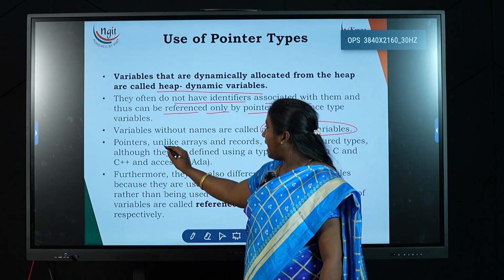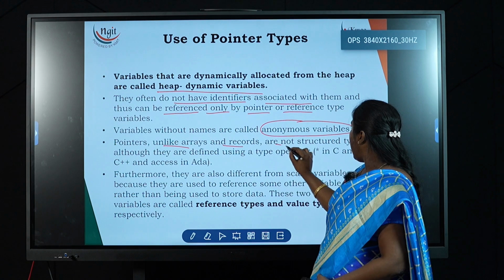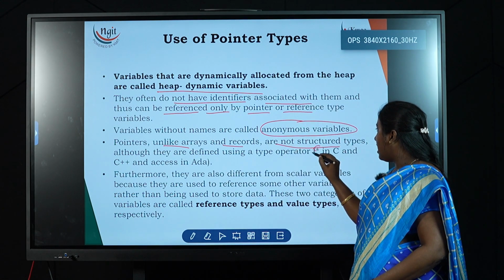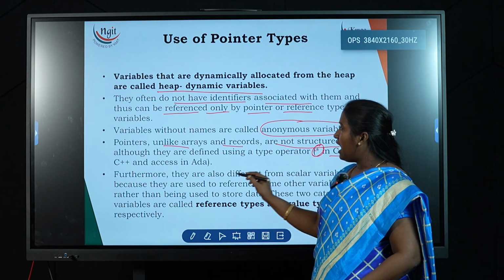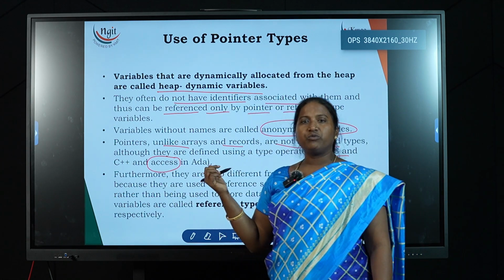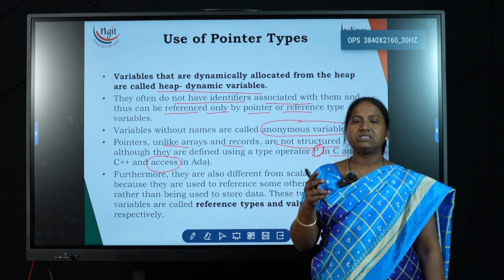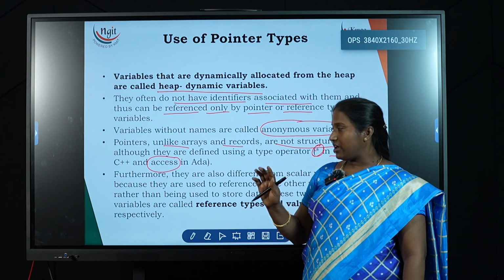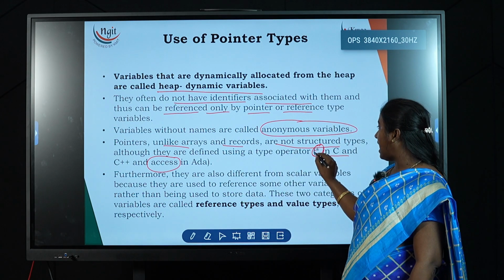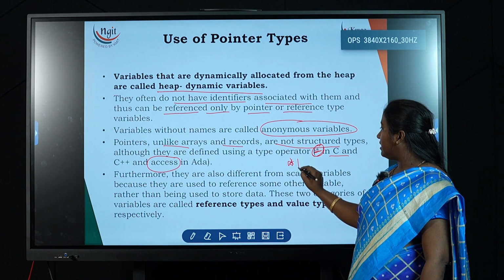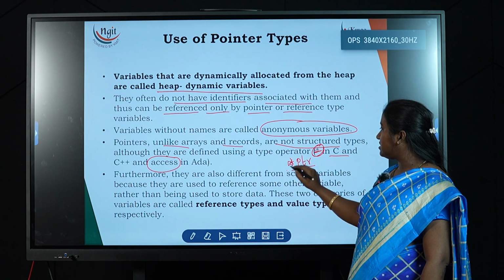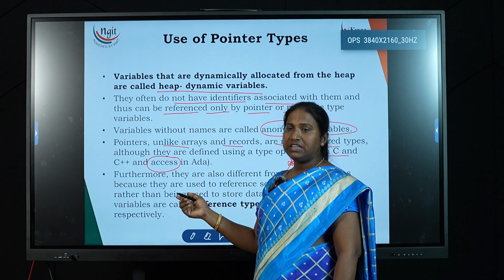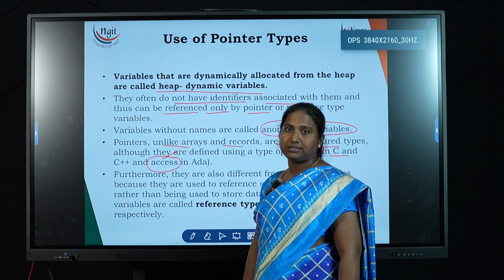Now, pointers, unlike arrays and records, are not structured types, although they are defined using a type operator, which is asterisk in C and access in Ada. These are the prominent keywords you will see when you go through programs in Ada and C. In C, we are very familiar that we use the asterisk symbol; a pointer is declared with this symbol. In Ada, a pointer variable doesn't have any symbol. It has a keyword, which is access.